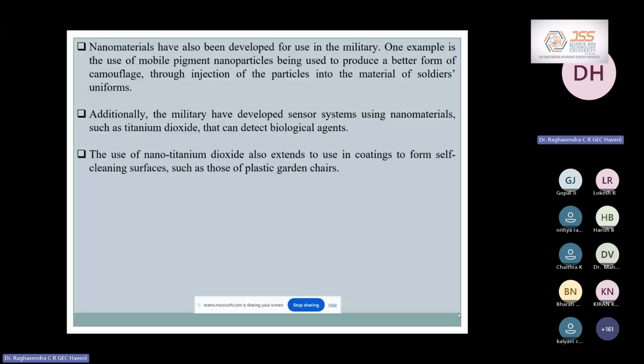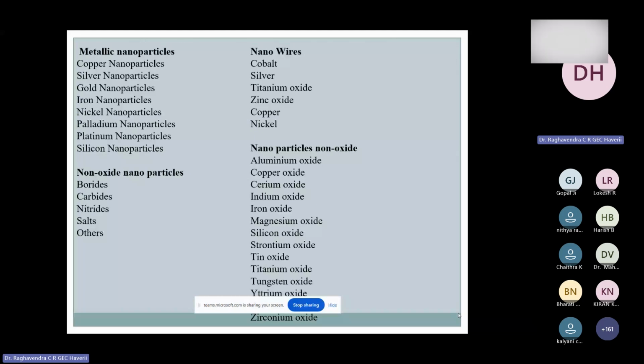You can see there are different types of nanoparticles that we are handling. Metallic nanoparticles: we have copper, silver, gold, iron, nickel, palladium, platinum, and silicon nanoparticles available. And the non-oxide nanoparticles are borides, maybe boron carbides or boron oxides, and the carbides are there. Then the nitrides are there, salts are there, and many other non-oxide nanoparticles are also there.